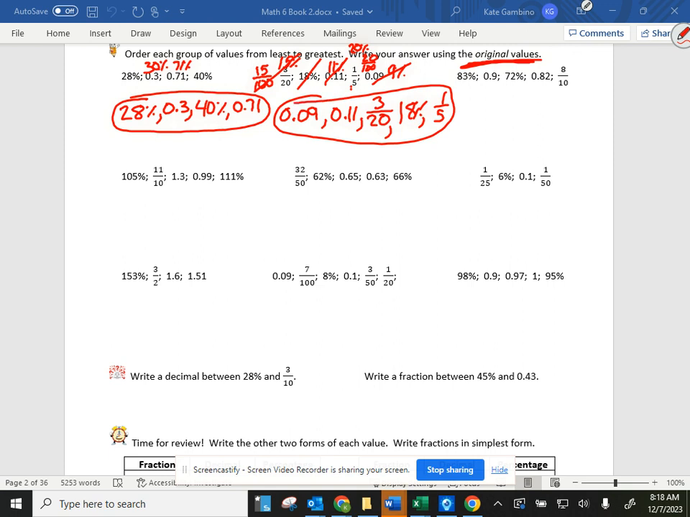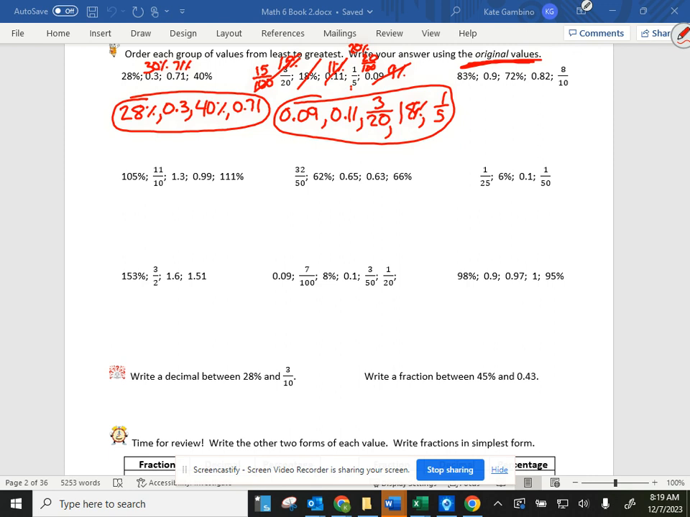So my final answer is in their original values, but I used them as percentages to make sure that I could compare them equally. 1/5, I don't know how that compares to 18% until I convert 1/5 to the percentage. Okay. So it makes it easier when we convert to all the same thing.